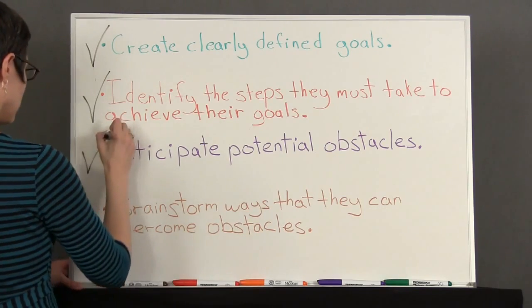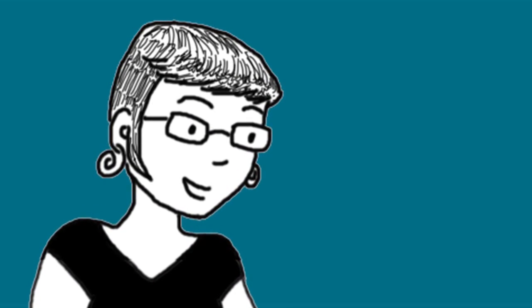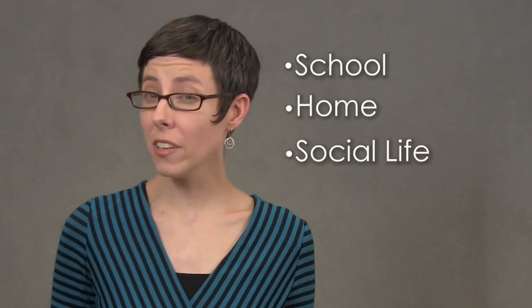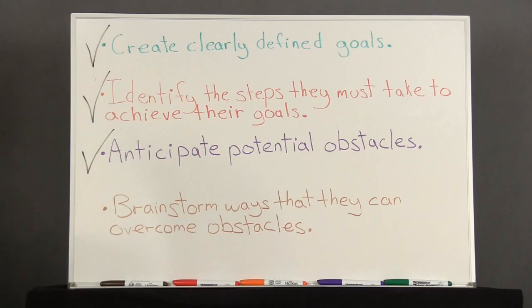Anticipate potential obstacles. When your students have brainstormed the steps that they must follow to achieve their goals, ask them questions such as, think about a past experience when you received a bad grade. Was this poor grade on a test, a project, or a piece of homework? What do you think made that assignment so difficult? Your students may think of a wide range of obstacles, including challenges at school, at home, or even in their social life. Possible obstacles might include, my house is too noisy, or I have sports practice every day.